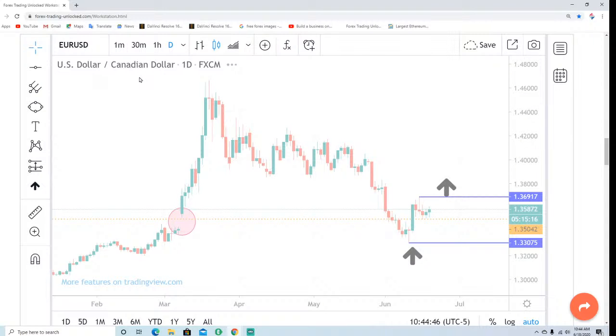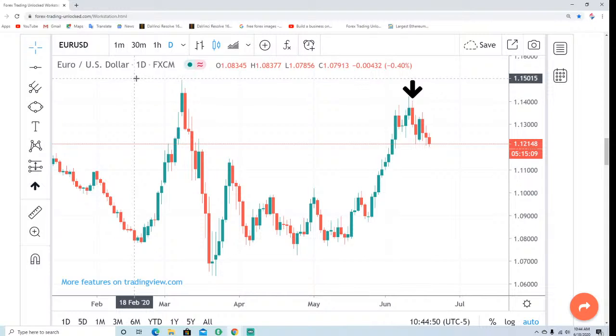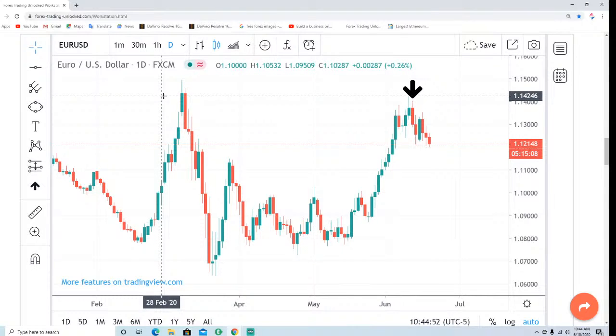So with that being said, let's go back to the Euro US dollar where we started off this video and see where we're at. And as you can see, the market's still hanging on resistance. It's actually breaking back a little bit, and it's showing that the dollar is still under pressure.